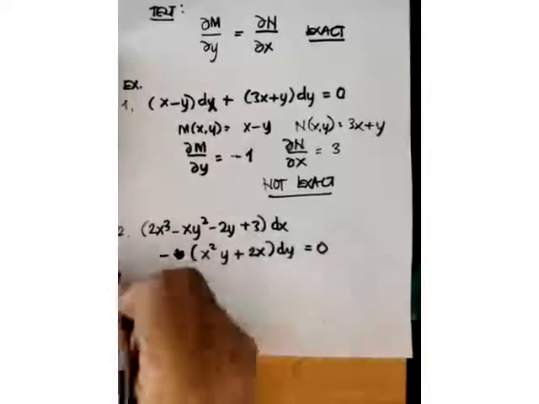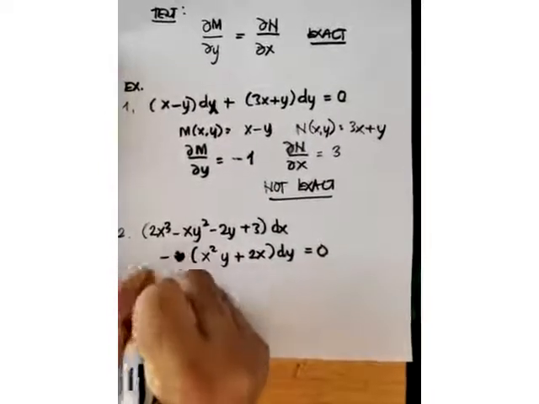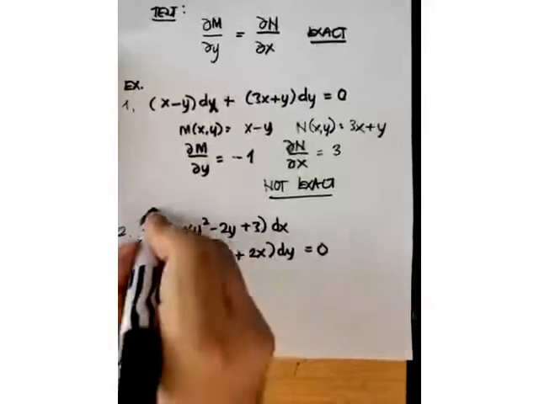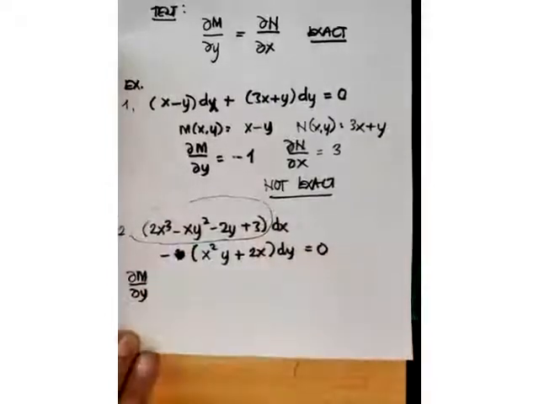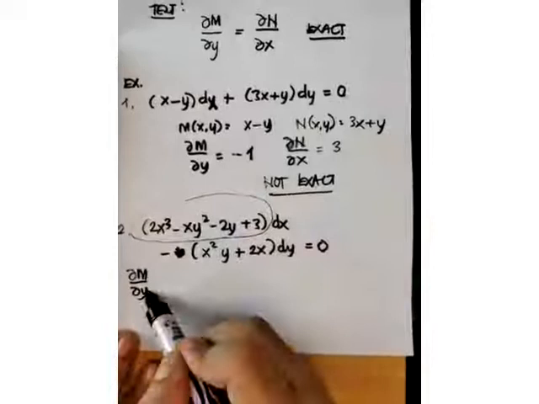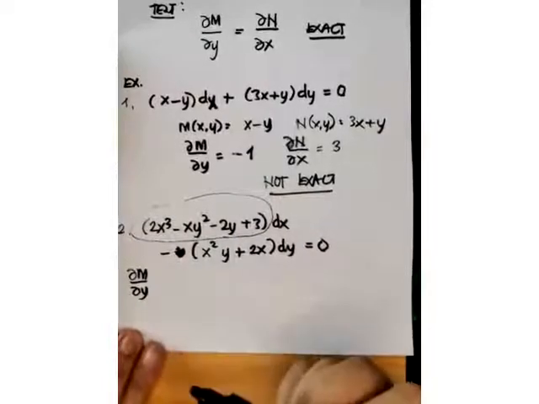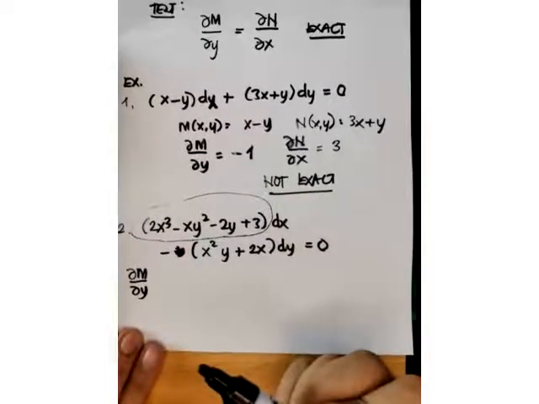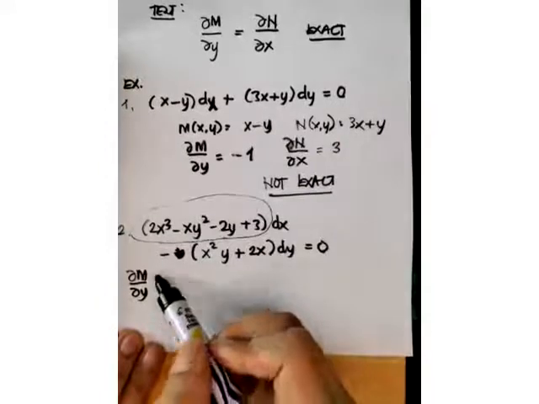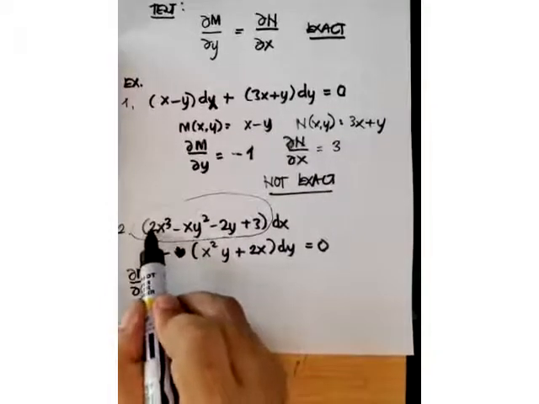Madiretso na natin. So, what's the partial derivative of m with respect to y? So, yung m natin ay itong buong ito. So, kunin nyo ang kanyang derivative with respect to y. So, that means lahat ng x will act as a constant. Lahat ng x constant. So, ano ang derivative ng 2x cubed?